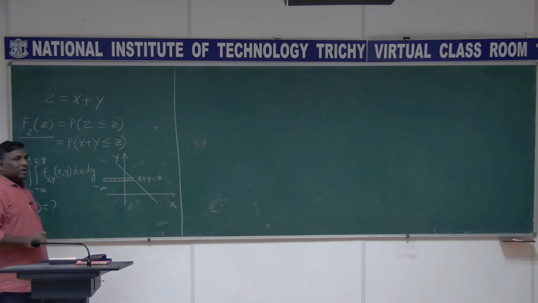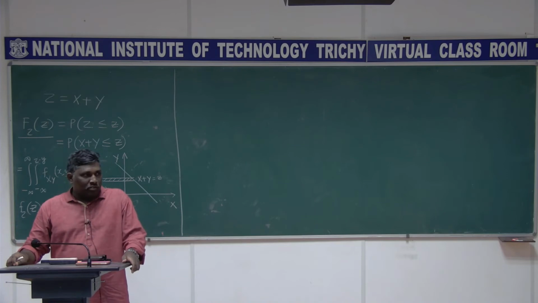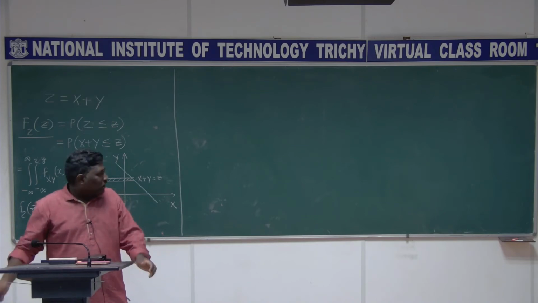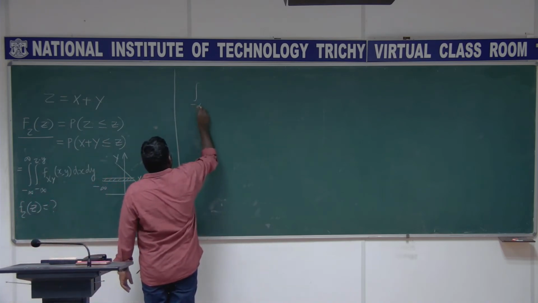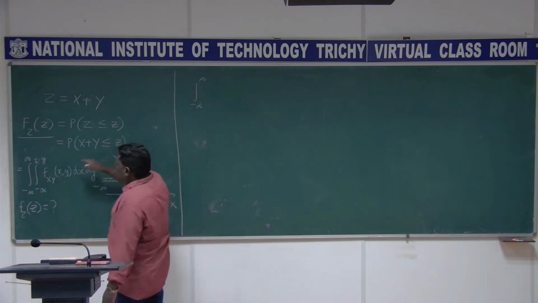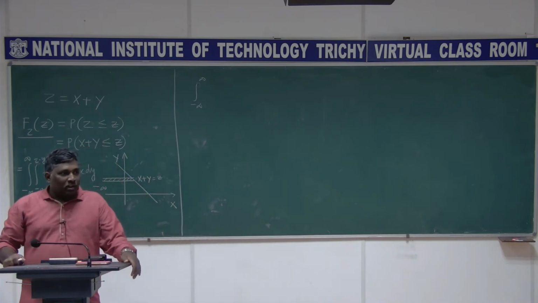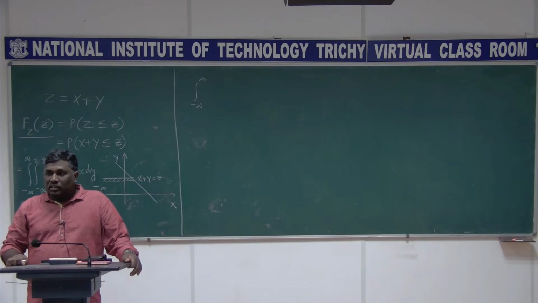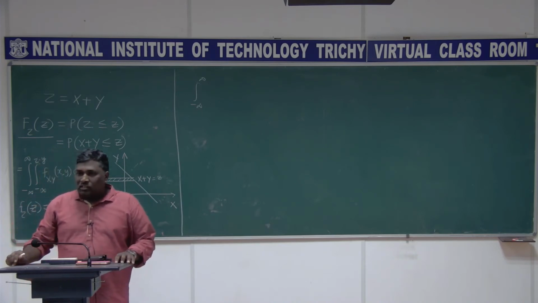This is obtained by differentiating on both sides with respect to z. That is what we need to do. But here we have an integration, and even in the limit I have the variable z. Then we have to go for what we call Leibniz integration. I don't know how many of you are aware of that.